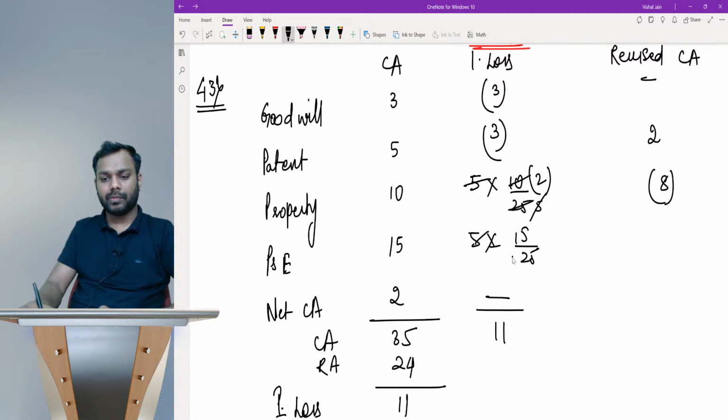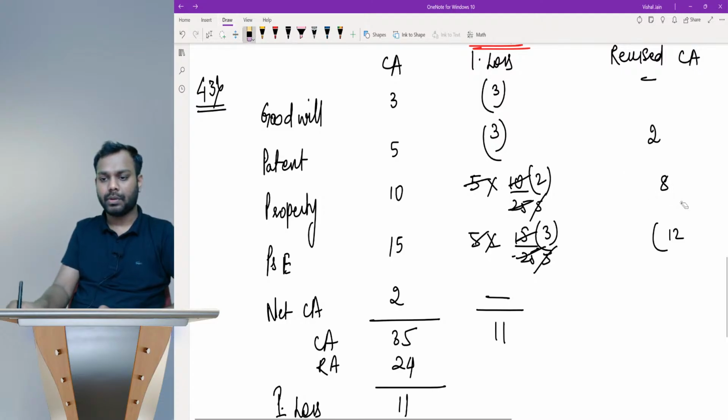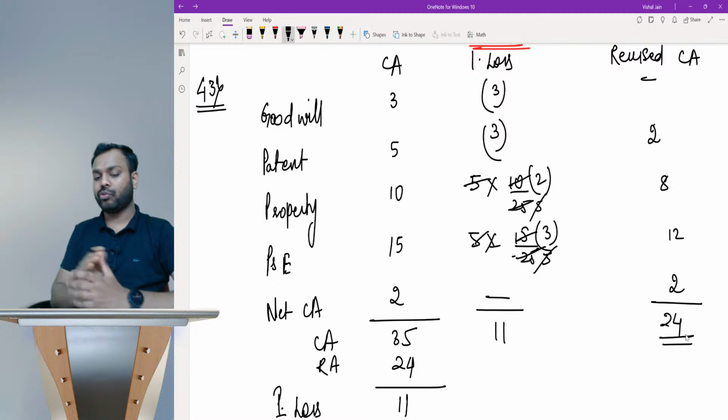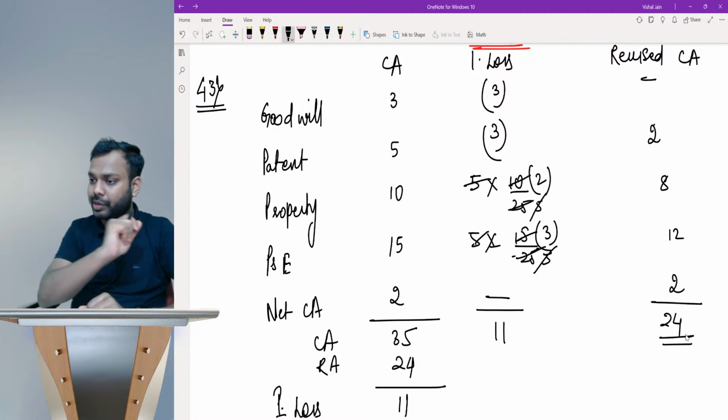It is 3, it is 12, not 8, not like that, 12. So this will be 2. So what is the net carrying amount, the revised carrying amount of the CGU? 2 plus 8 is 10, 10 plus 2 is 12, 12 plus 12 is 24. I hope this question is clear to all of you.